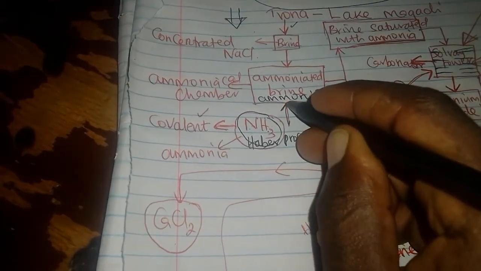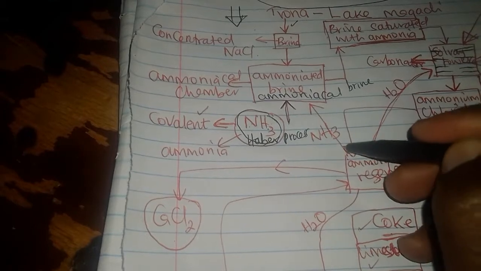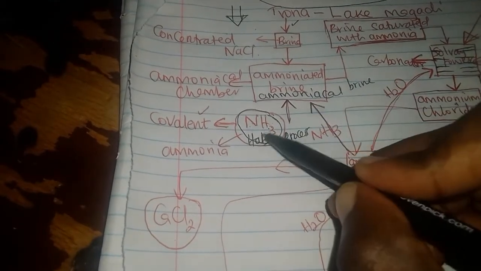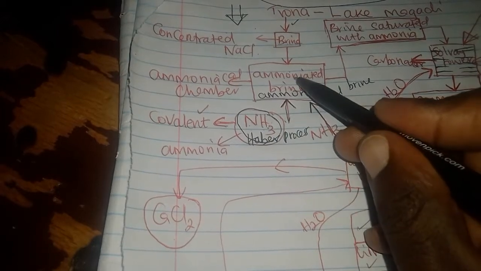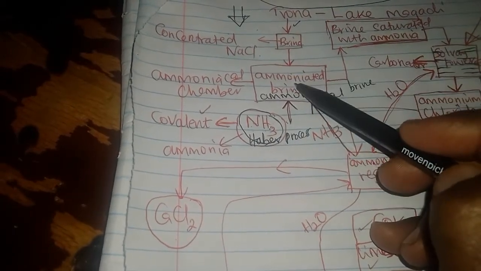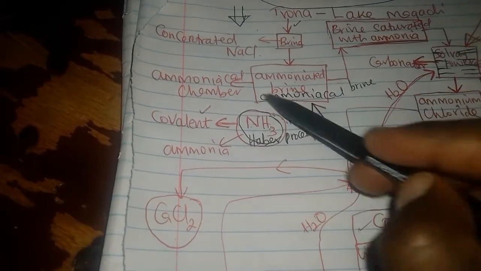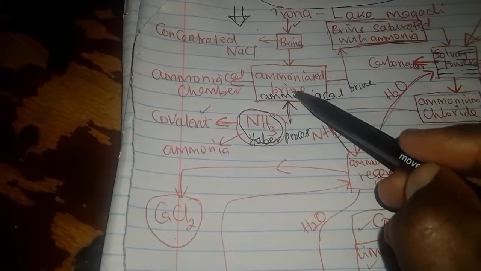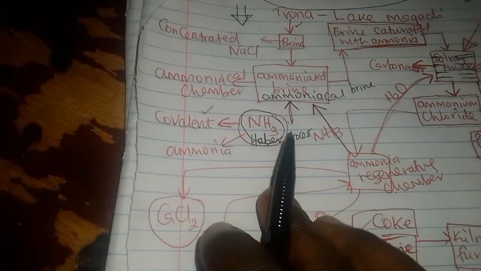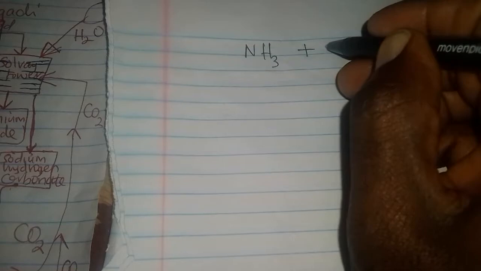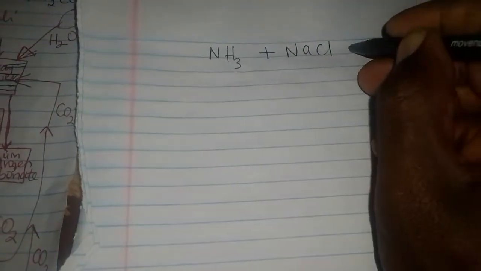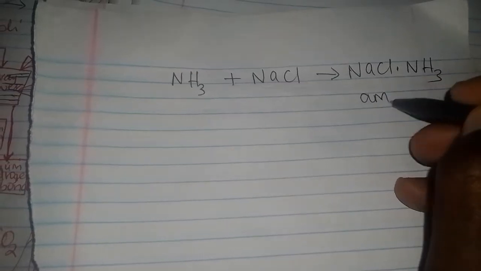The ammonia gets introduced into this chamber. Apart from the recycled ammonia as well, we majorly get ammonia from the Haber process. The ammonia gets added onto the brine from trona into this ammoniacal chamber. What do we form? Ammoniated brine or ammoniacal brine. So a chemical equation to represent that stage: we have ammonia from the Haber process combining with sodium chloride from trona to form sodium chloride ammonia. This is the one I'm calling ammoniated brine.